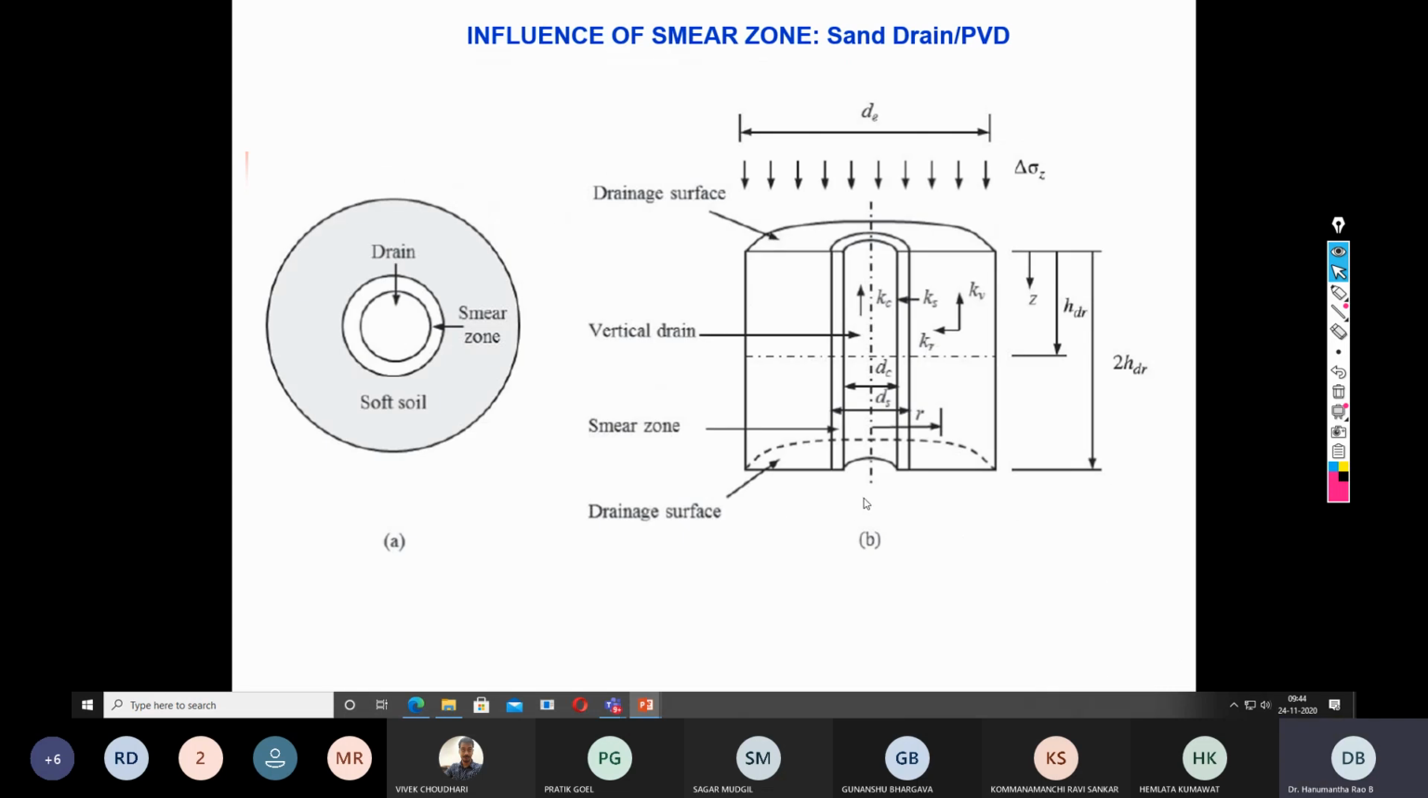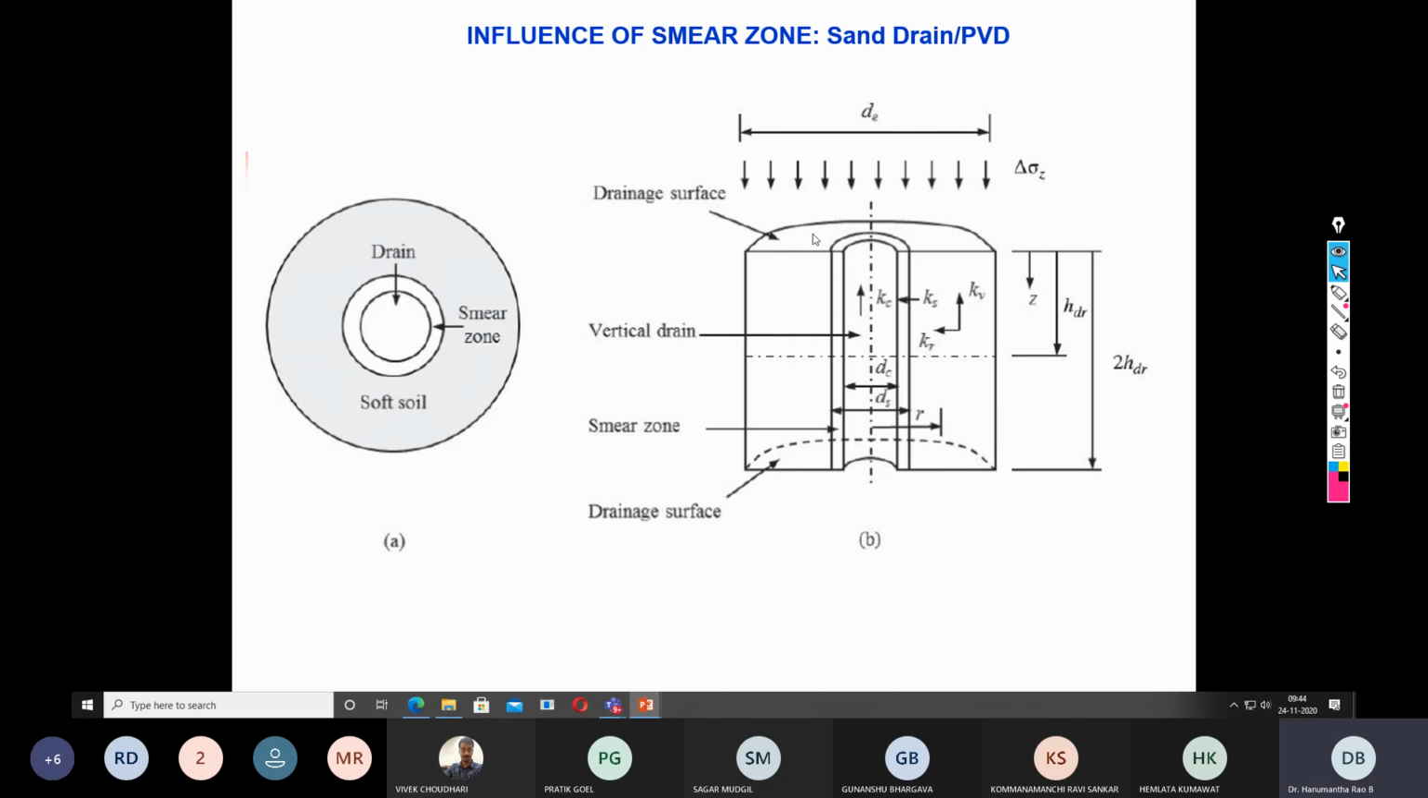So this is a complete cross section which talks about the zone of influence when it is a sand drain or the PVD, immaterial. So this is the surcharge load. This inner thing is DC, the diameter of the drain. You can see the diameter of the drain. This is the smear zone and this is the undisturbed soil.